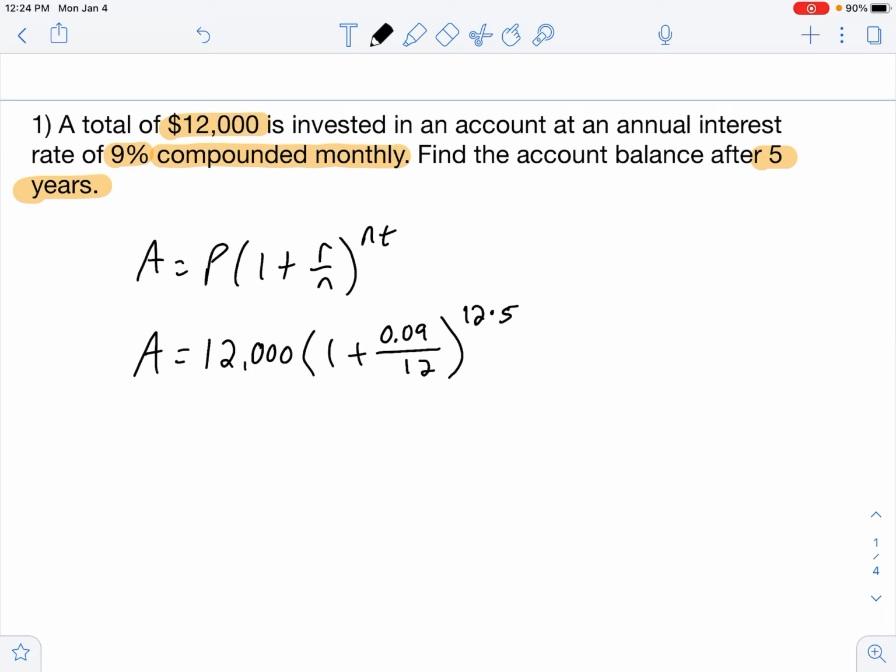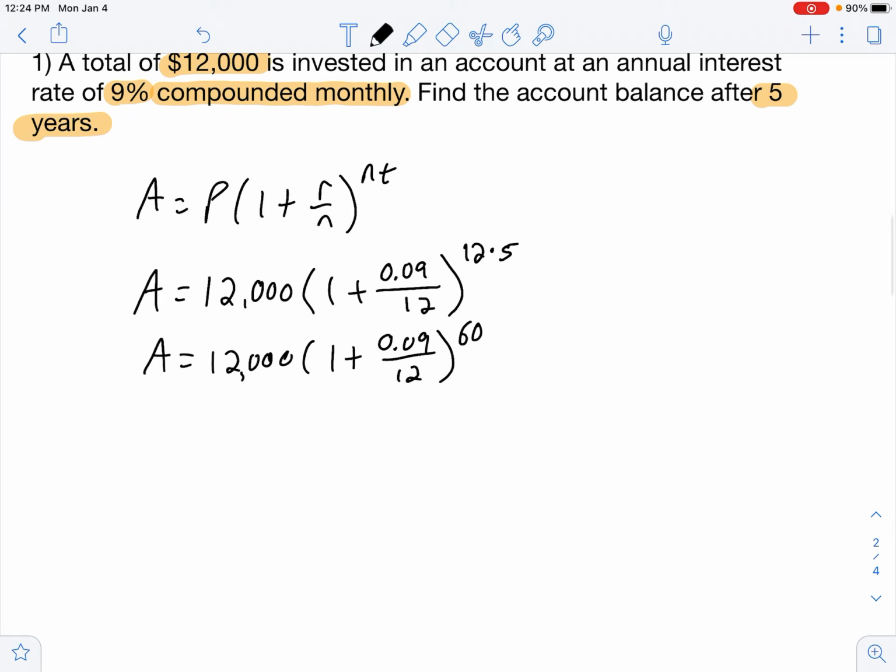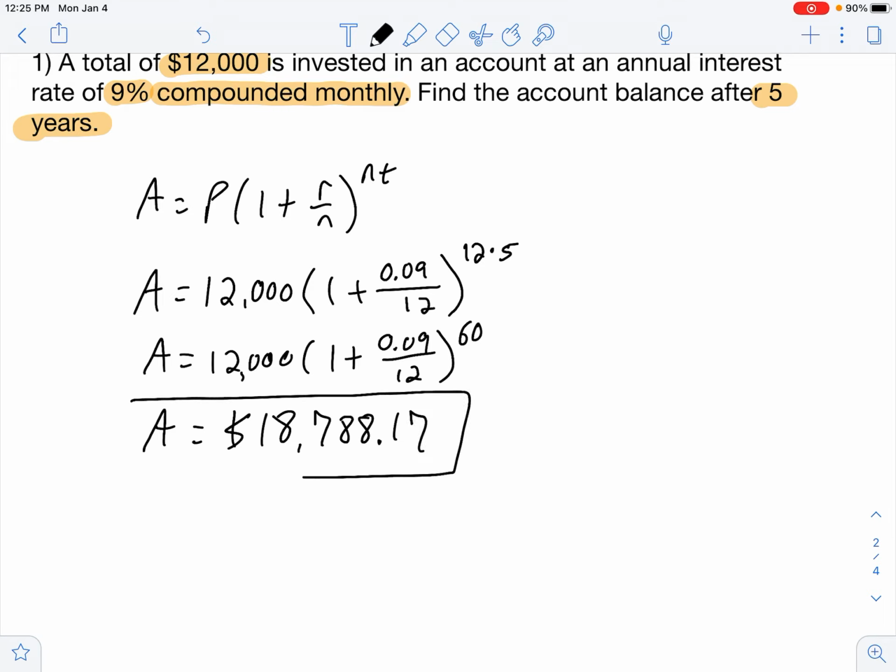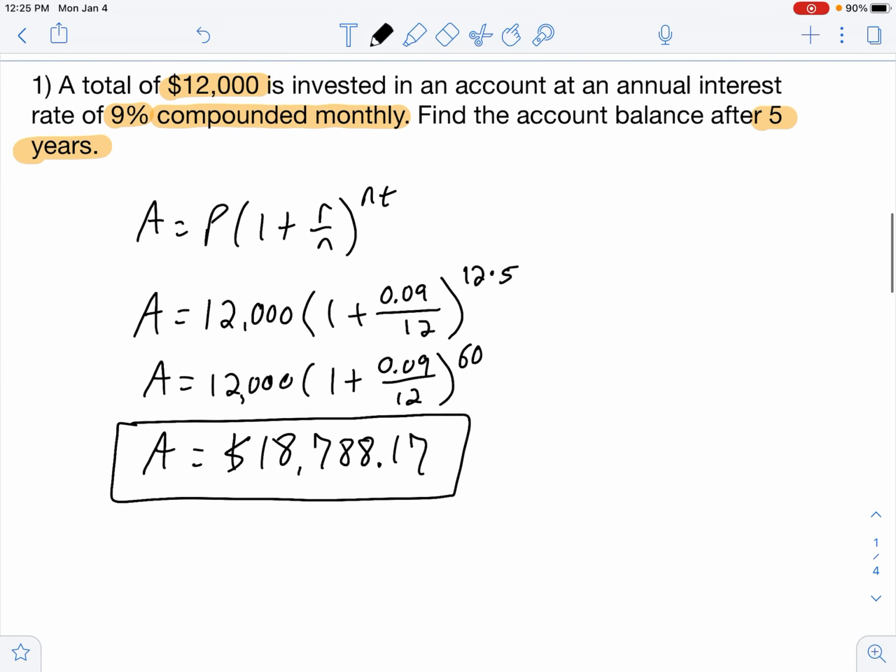Now what you want to do is key this all in and get your value. You can break it up and say A is equal to 12,000 times 1 plus 0.09 over 12, to the 60. I would just key this all in your calculator one time, and what you will get is a total of $18,788.17. And what you want to do is look at your answer to make sure that it makes sense.